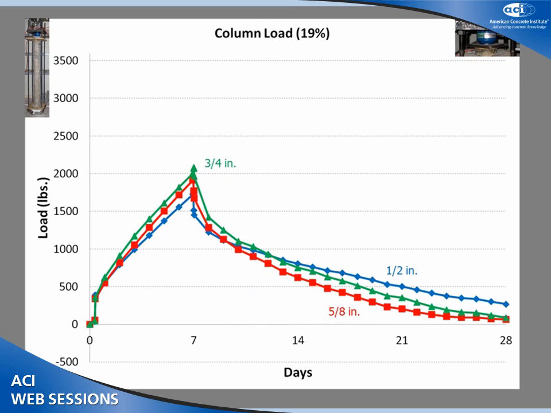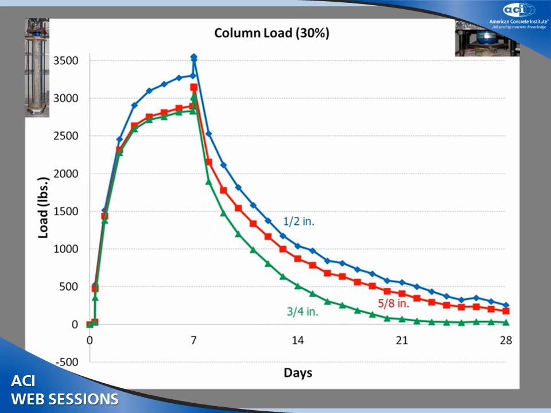And at the maximum load for 19%, maximum load occurred at 7 days just before the water cure was terminated. Once again, the curves are stratified in order of decreasing load with decreasing boundary condition stiffness, with 3/4 giving the highest load. And column load for 30% shows a similar stratification, different trend. Notice, however, that as with the three previous curves, despite the change in boundary condition stiffness, all three curves are tightly grouped.